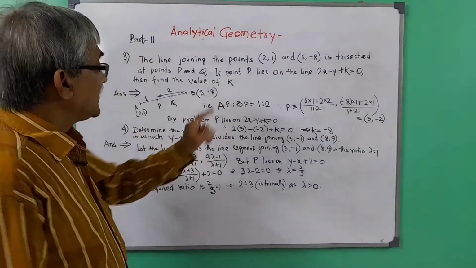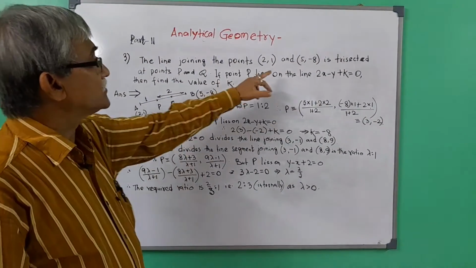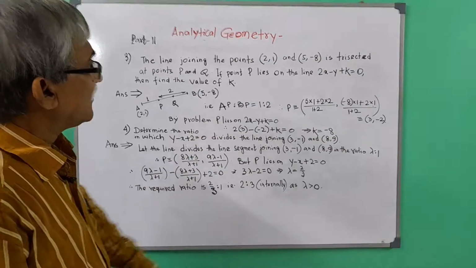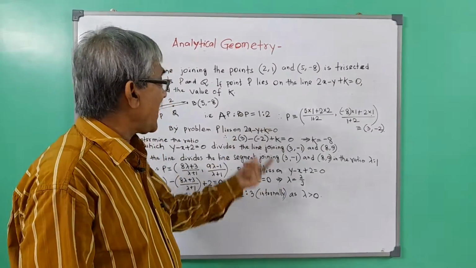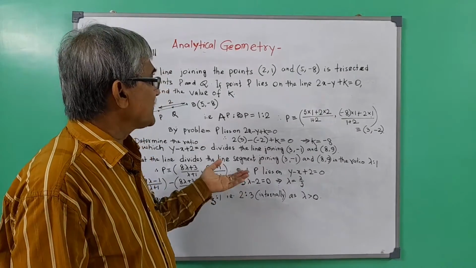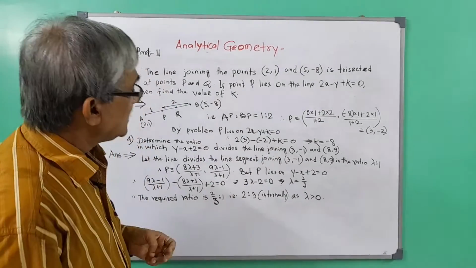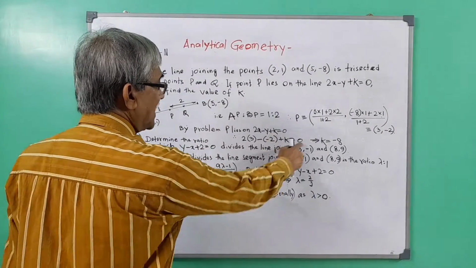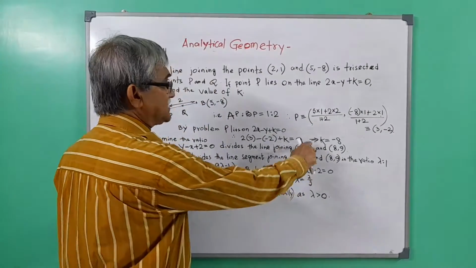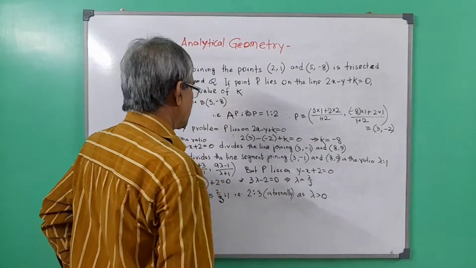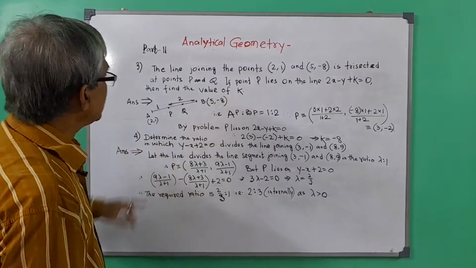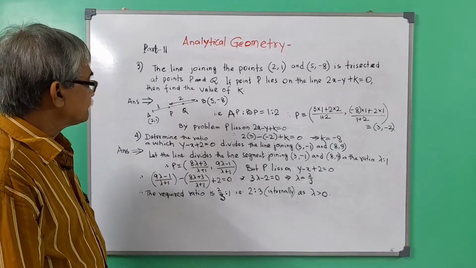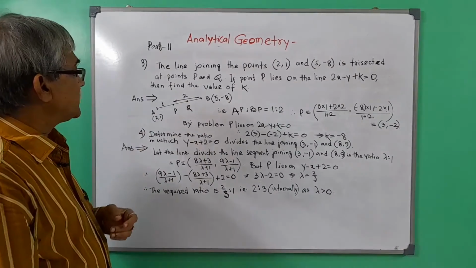Now by the problem, this point P is lying on the straight line 2x minus y plus k equals 0. As it lies on the straight line, it is going to satisfy the equation. Therefore 2 into 3 minus minus 2 plus k equals 0, or if you calculate it, k equals minus 8. That is, the required value of k is minus 8. Finished.